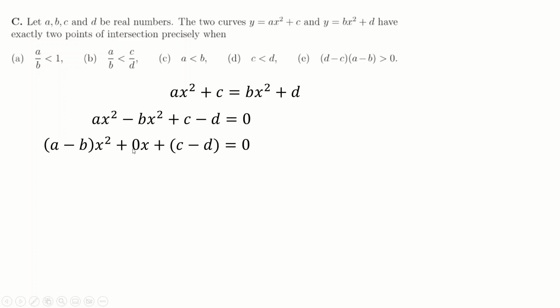Rearrange to look like this. So now I can see this is in the b squared minus 4ac, which needs to be greater than 0 because I've got 2 points of intersection. This is going to be the term a, this is going to be the term b, and this is going to be the term c putting into it.